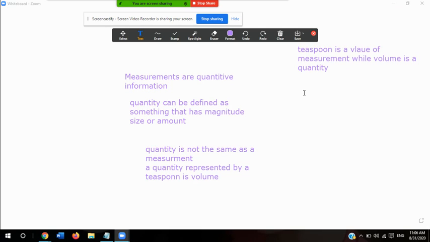3 inches, 4 tablespoons, 5 feet, 7 meters. There's a number and a unit. So measurement is almost always represented with a number and a unit.